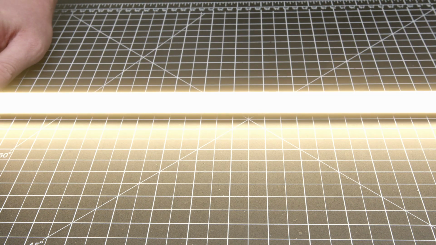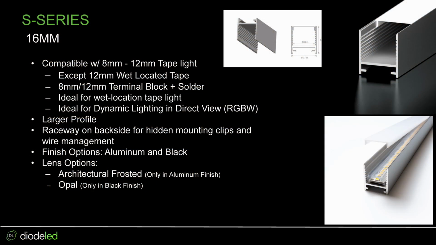All right, so the last channel I want to talk about is our 16 millimeter, and mainly I just want you to remember that this is for dotless diffusion, but also really the best channel profile we offer for wet located applications. You can see it's a much deeper cavity with this channel profile, so it's also a little bit wider, so it can accept wet located tape light in there. And then it also has a raceway on the back side for hidden mounting clips and wire management.